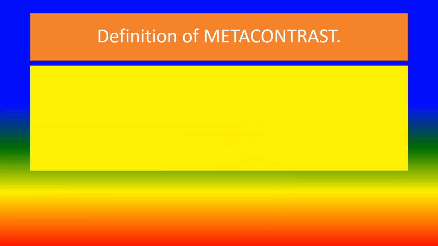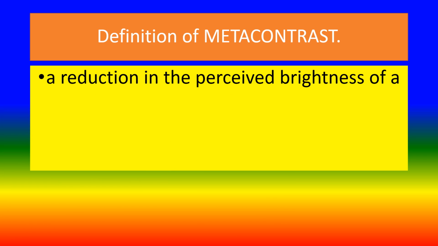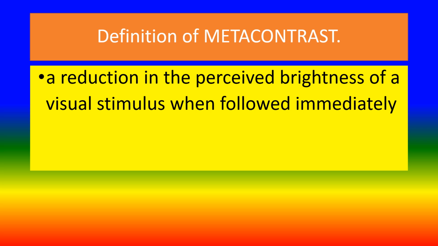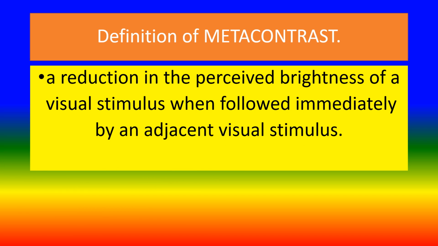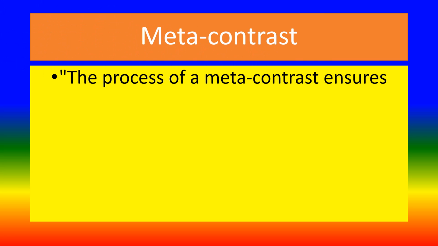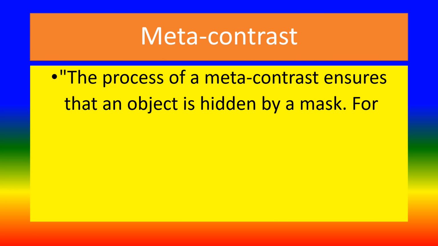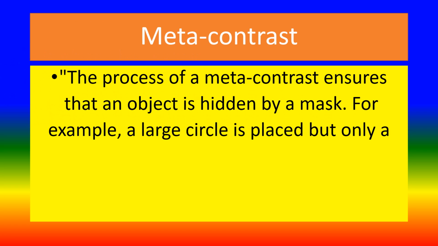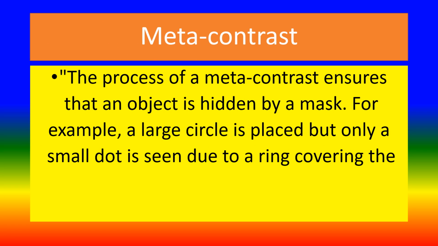Definition of meta-contrast: a reduction in the perceived brightness of a visual stimulus when followed immediately by an adjacent visual stimulus. The process of meta-contrast ensures that an object is hidden by a mask. For example, a large circle is placed but only a small dot is seen due to a ring covering the large circle.